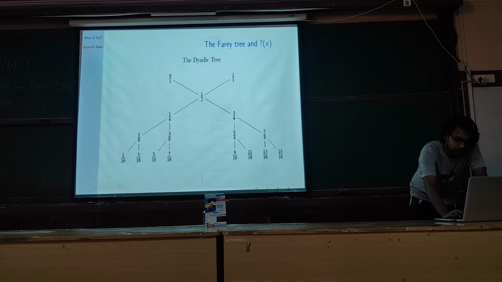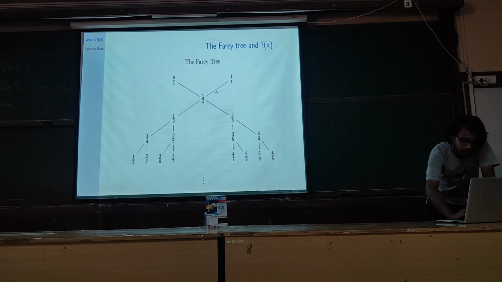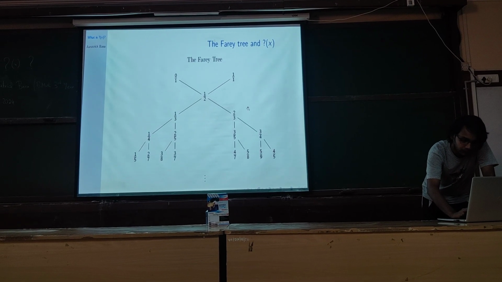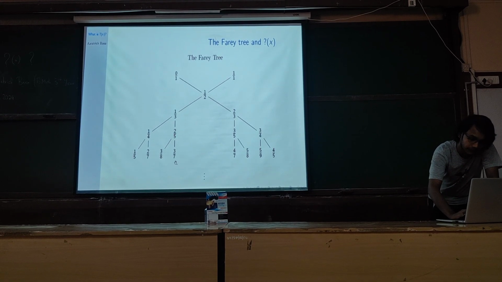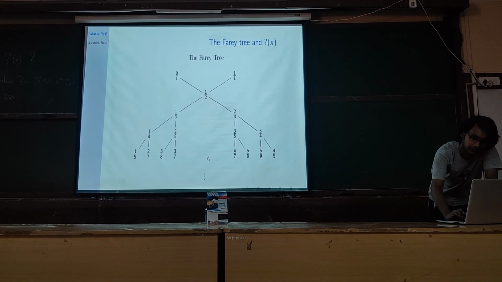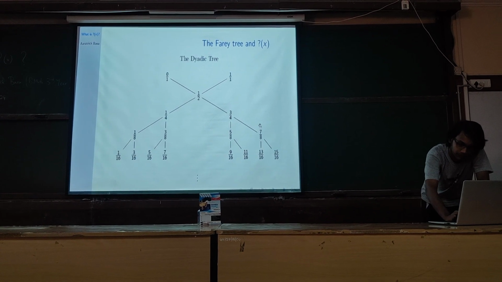So if I go back to the Farey tree again, you notice that, for example, 1 by 4 and 3 by 4 add up to 1, 2 by 5 and 3 by 5 add up to 1, and a similar thing holds at each level, and the same relation holds even on the dyadic tree.